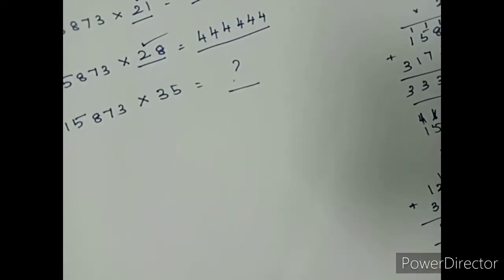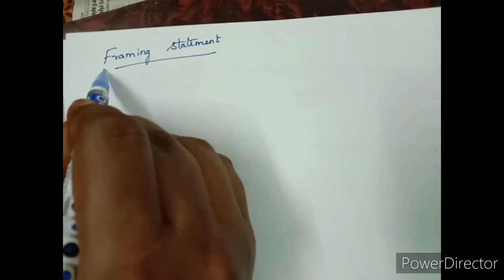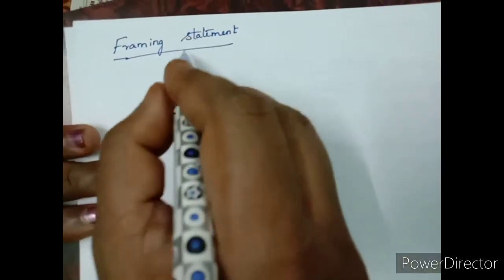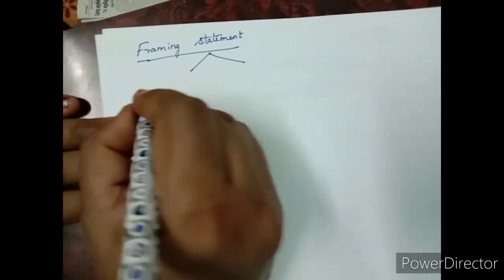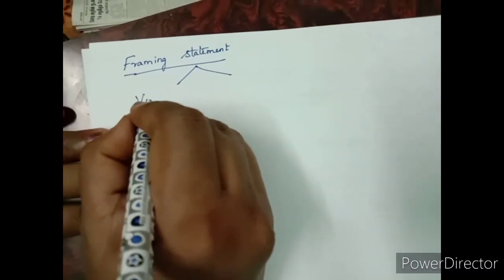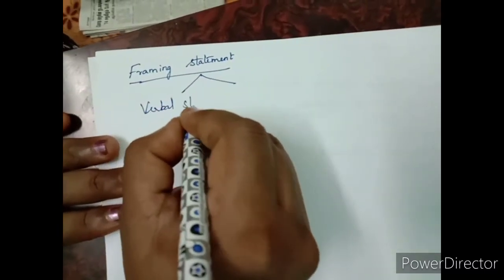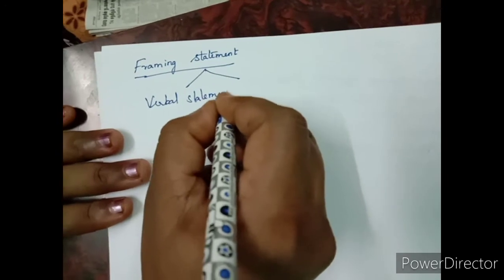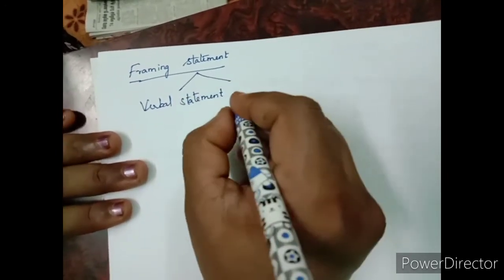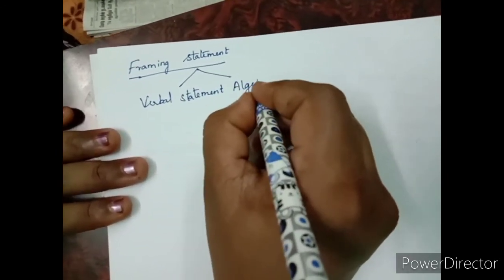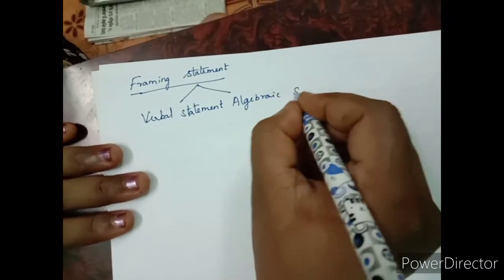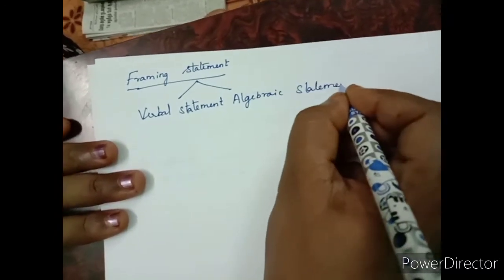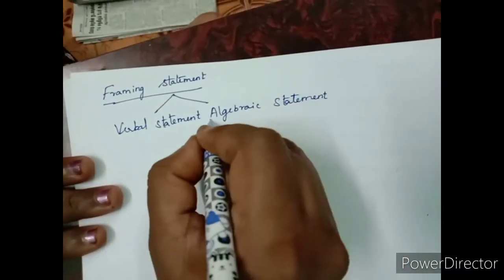Okay. Next topic is going to be framing statements. See, we have two types of statement. The first one is verbal statement and the second one is algebraic statement. So with the name itself we can find.